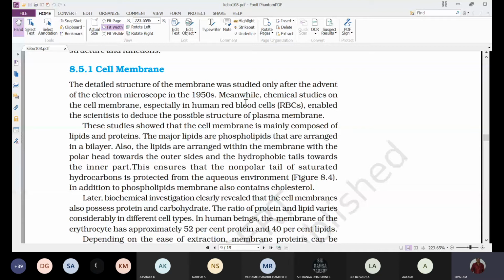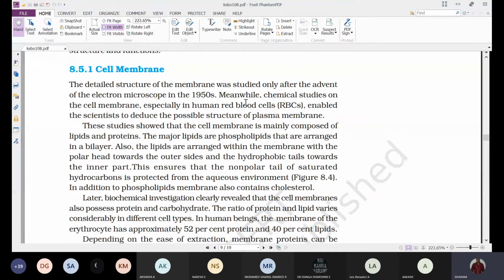So that means before the 1950s, before the discovery of the electron microscope, we didn't know the detailed structure of plasma membrane, but we came to understand the chemical composition of the plasma membrane. So the chemical composition of the plasma membrane was studied before the detailed structure was studied using the electron microscope. Because we already knew the chemical composition, it was easy to understand the detailed structure of the plasma membrane.